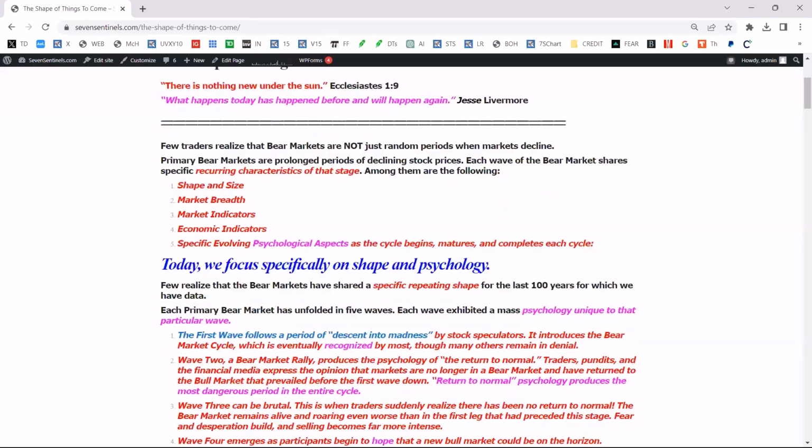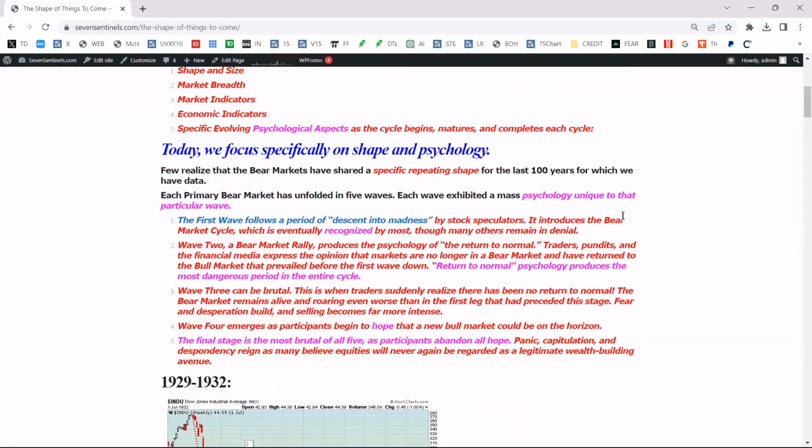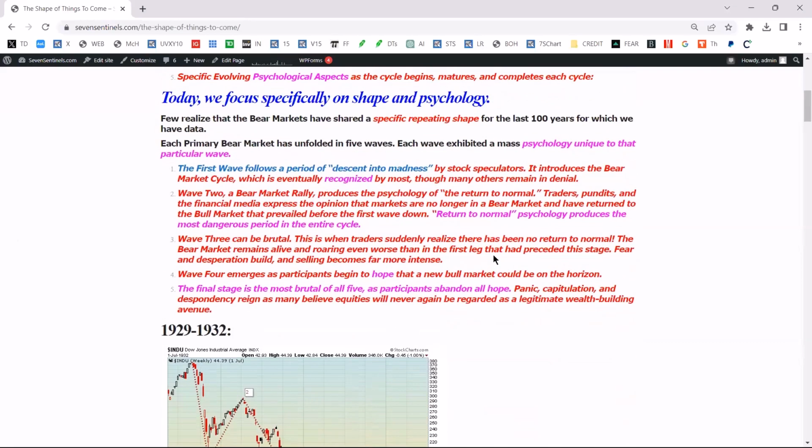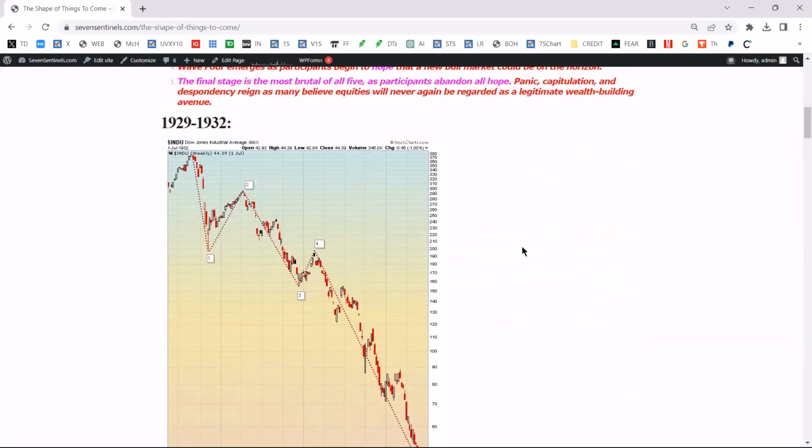So today we're going to focus specifically on shape. That's why I called it Shape of Things to Come, borrowed from H.G. Wells' novel and film. But the shape of a bear market repeats over and over and over. And I'm going to show you by example what I mean.